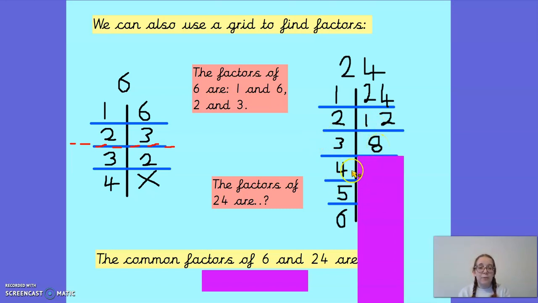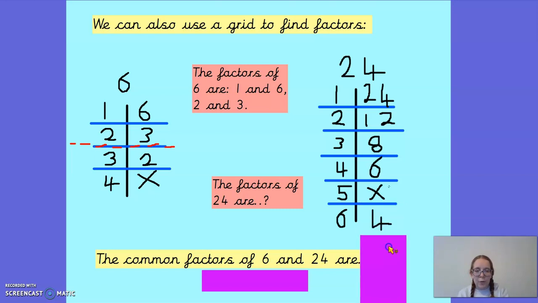And then I can look at number 4. Well, let's have a look. 4 and 6 are factors. Now I'm looking at the next number and I'm thinking I might have to put a cross here because I know in my 5 times tables it has to end in a 5 or a 0. Let's have a look. Yep, 5 is not a factor of 24.